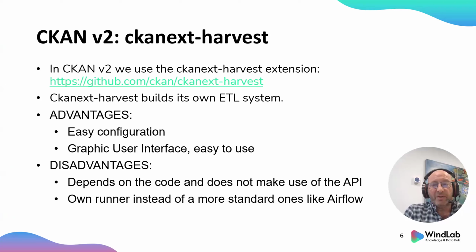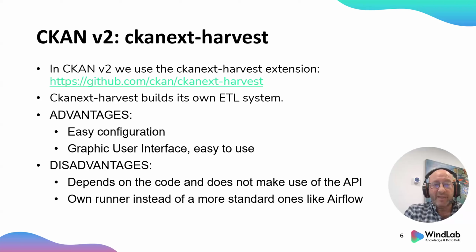In our case, we are using the version 2 of CKAN. So we are using the ckanext-harvest extension. You can find all the information about this extension in the GitHub repository. All the documentation and code is freely available at this repository. ckanext-harvest builds its own ETL system, which means that it has some advantages and some disadvantages. The advantages are that it's very easy to set up the harvesting process via CKAN. It provides a form to set up the harvesting. It's like the forms that we have already seen. So it's very easy, very user-friendly.